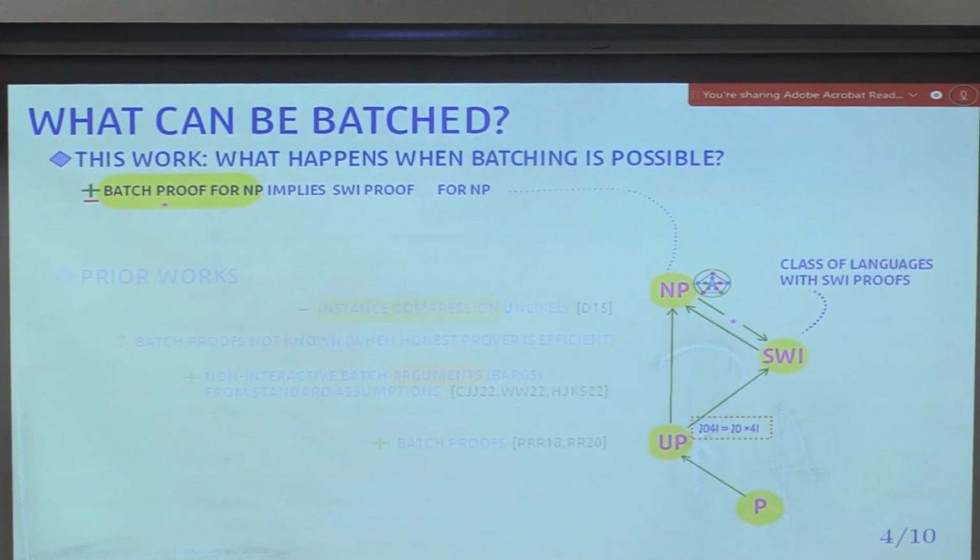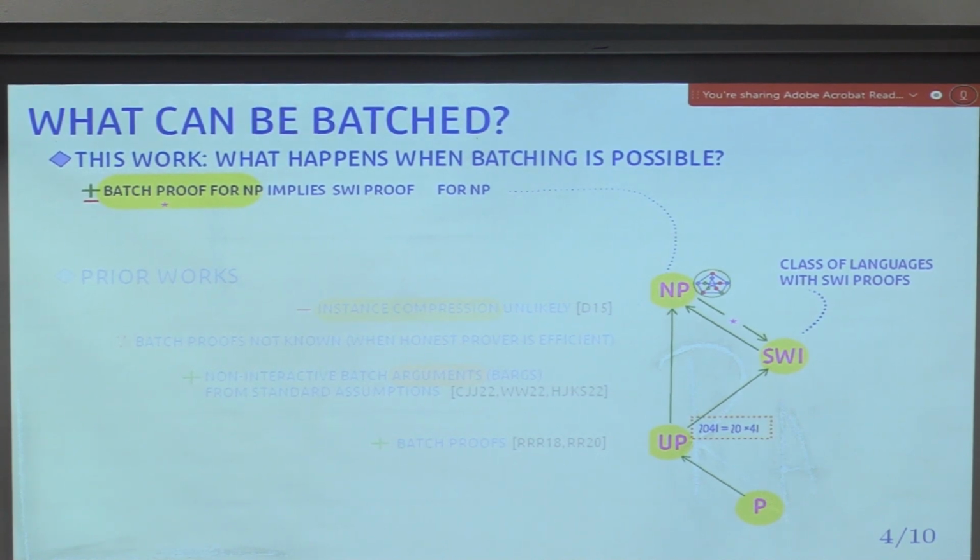You can define a class SWI similar to class SZK. But there are some caveats here, which we'll get to later. So this star means NP has batch proofs. All of NP, any NP complete language, let's say. Every language which has a batch proof is an SWI, or if all of NP has batch proofs, then all of NP. So you can talk about any NP complete language.